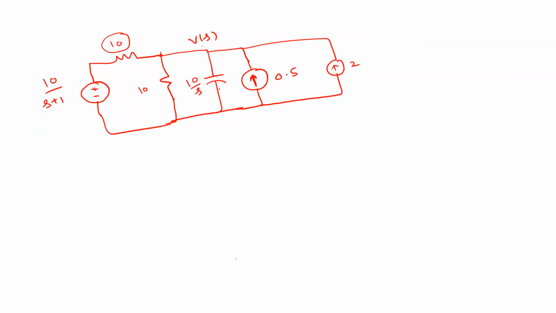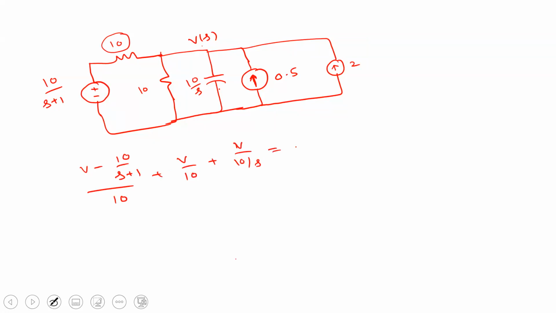Okay, so now tell me. So V of s, if you apply KCL at this top node, what will you get here? I'll simply write V minus 10 by s plus 1, by 10, agree? Plus V by 10 plus V by 10 by s. Okay, so these are the outgoing currents. This is equal to 0.5 plus 2.